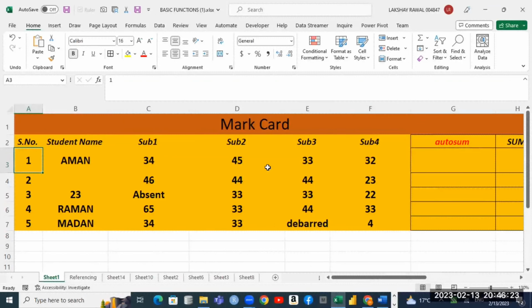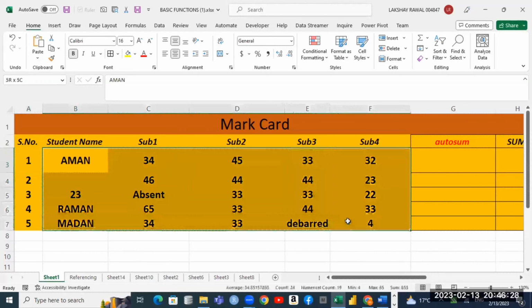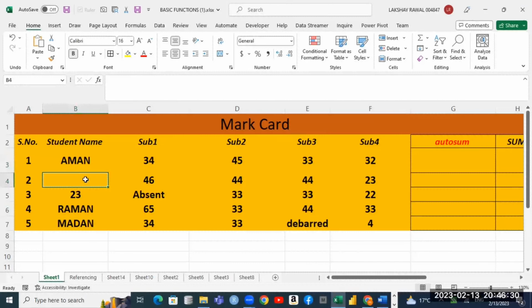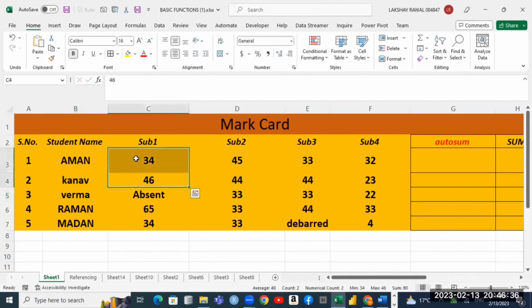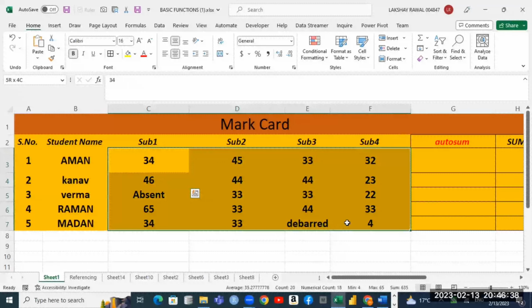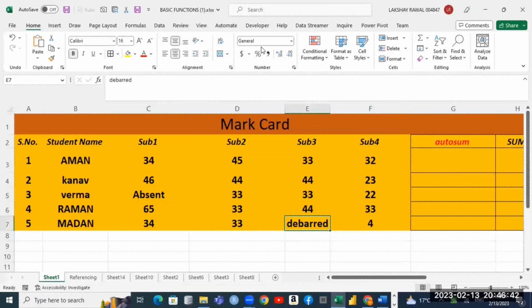Here I have a small mark card. 5 students are given, and these are the names of the students. Suppose I just gave some names and subject marks. There are 4 subjects. One student is absent, one student is debarred.